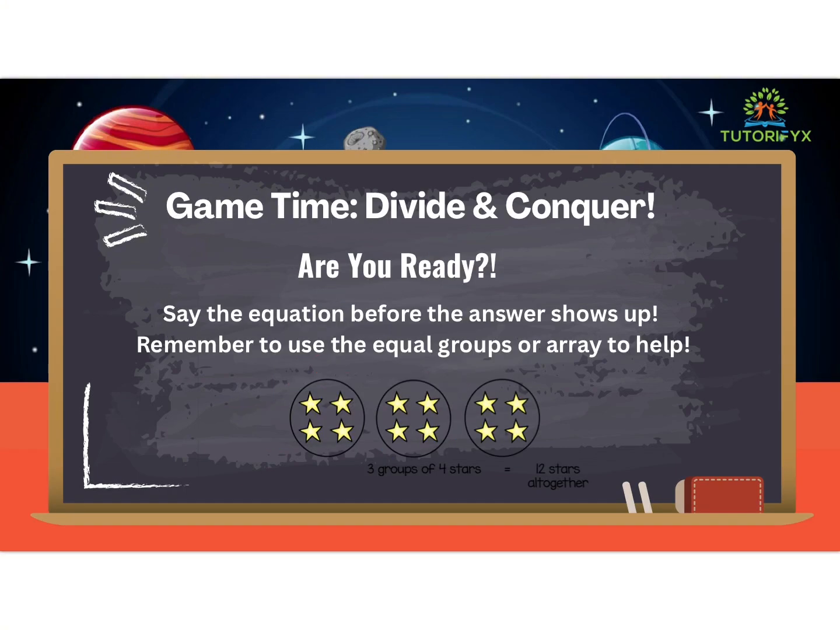I think we're ready for a little fun. So we're going to do a divide and conquer game. Are you ready? Oh, I hope you are. So on the next slide, an equation will appear. You have to say the answer as fast as you can. Get your whiteboard and marker ready. Get a pencil and paper ready.